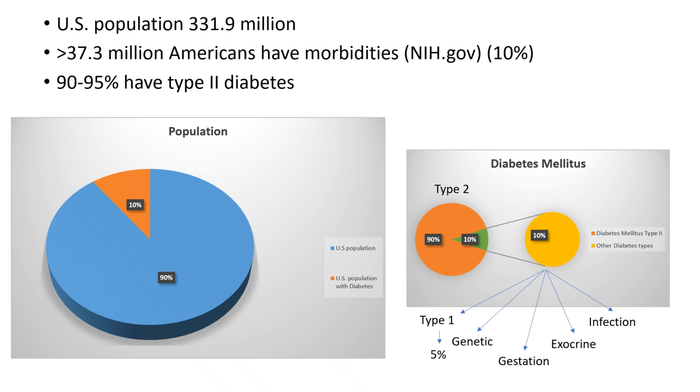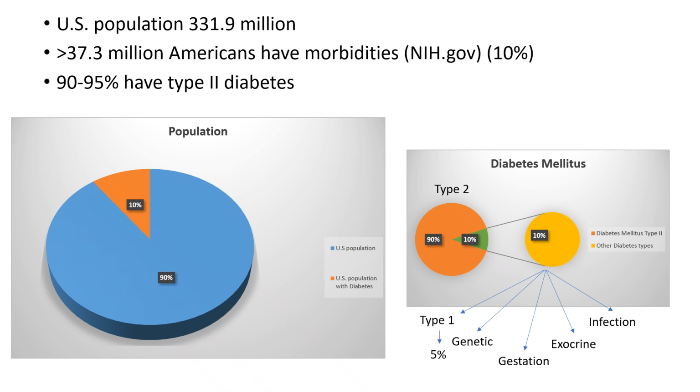So, out of 330 million people in the United States, 10% of them have this sickness. So they have the morbidities. And we're going to talk about some of these morbidities later, the sickness. So that means 37 million Americans are sick with diabetes.